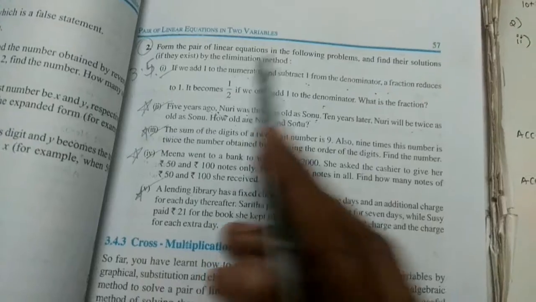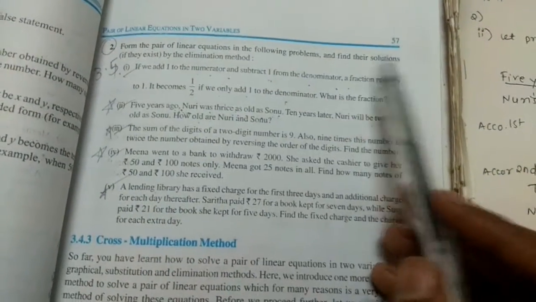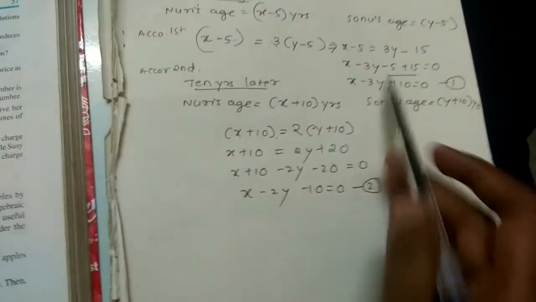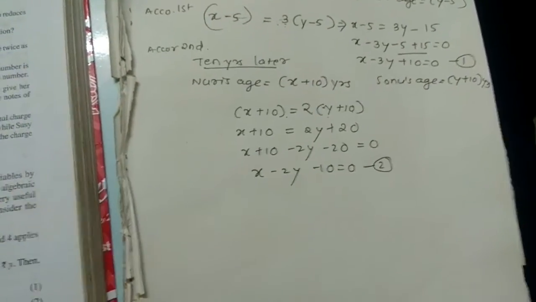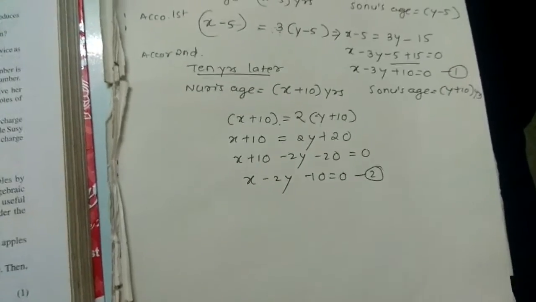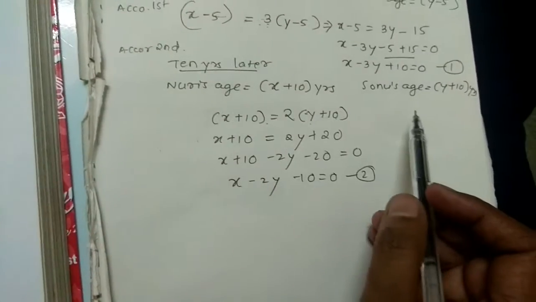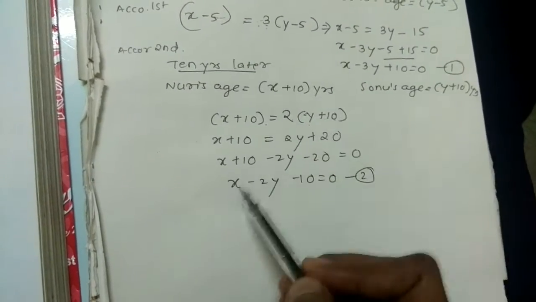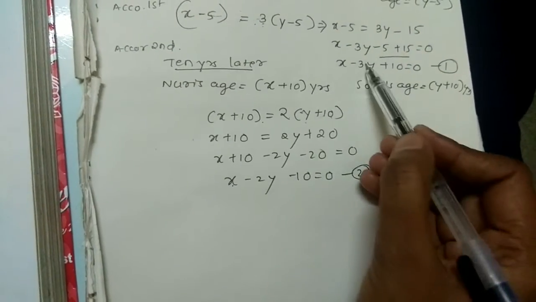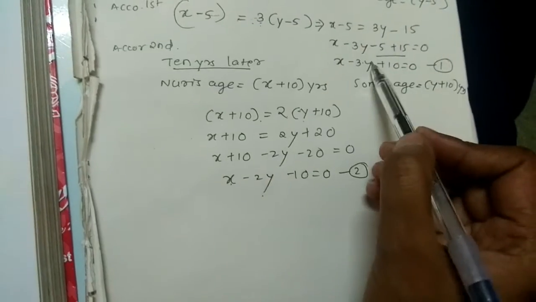Now in the question, they are given that form the linear pair. We have formed them here, and we have to find the solutions if they exist by the elimination method. So we have formed two equations, and we have to see whether the solution exists or not. So we should get a unique solution. To get a unique solution, we have one condition: the coefficient of x we have to consider, and the coefficient of y.